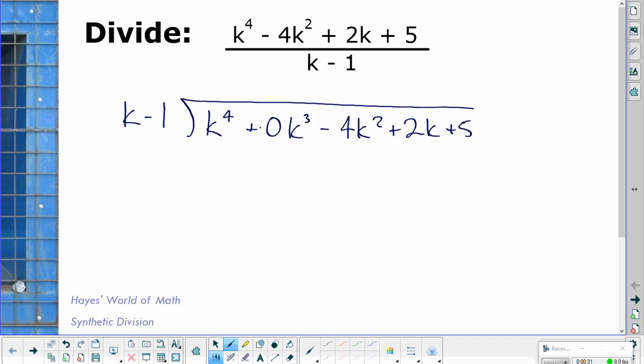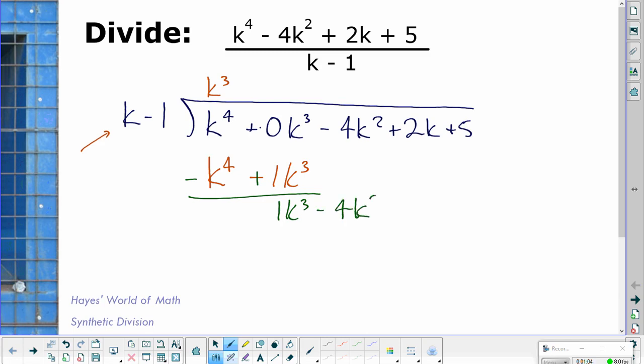And then the process was, what do we multiply the divisor by to make sure that it eliminates this leading coefficient right here? Okay, so in this case, I would need a k to the third. And k to the third times k would be k to the fourth. K to the third times -1 would be -1k cubed. I'm going to subtract that, so I need to change my signs. I get 1k cubed. Everything else drops.